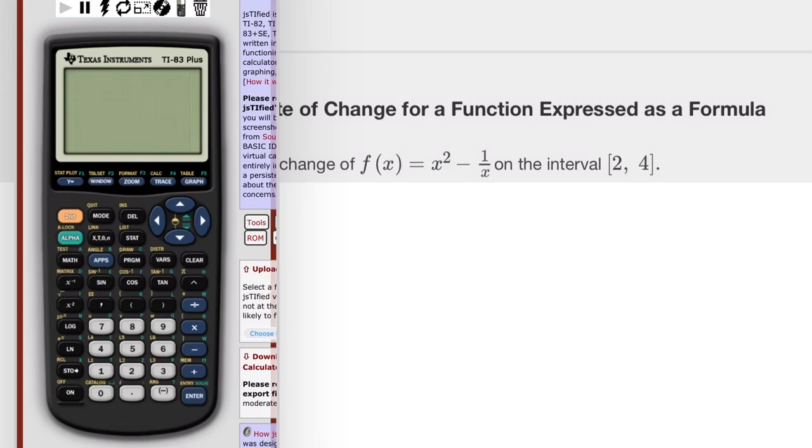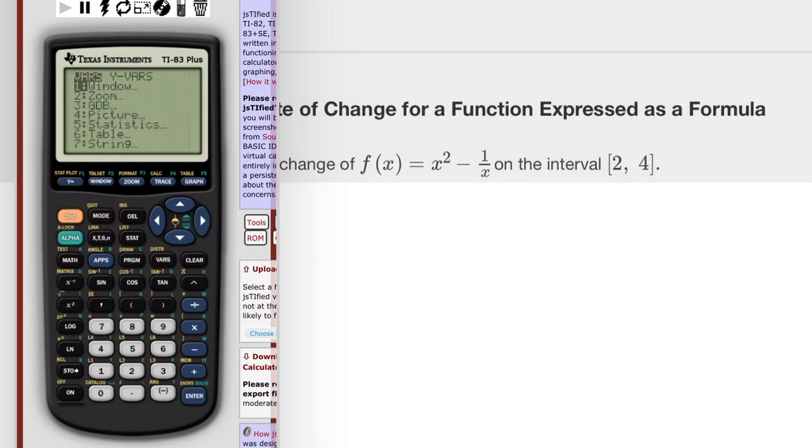Okay. So my y equals, I'm going to put x squared minus 1 over x. So x squared minus, and this is a TI-83 Plus, minus 1 over x. Okay. And then I'm just going to use that. Let me check it one more time. I think it's good. Okay.